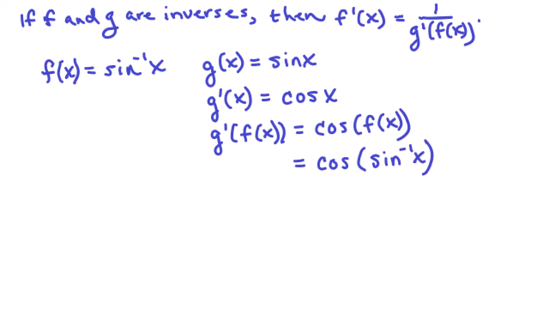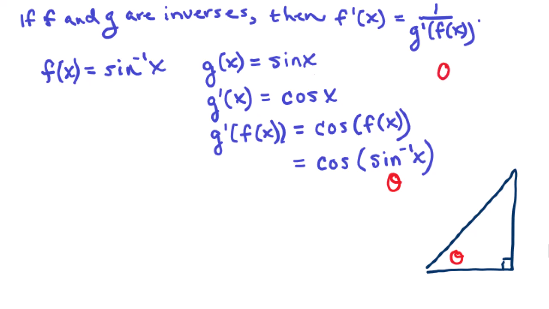Now at this point, what we're going to do is to evaluate what is the inverse sine of x. You might recall from trigonometry that inverse trig functions are angles. So I'm going to label this as angle theta, and then we're going to draw a right triangle and illustrate that in our right triangle. So in the right triangle, I'm going to label one of the acute angles as theta, and then up here at the top, I'm going to remind myself that theta is equal to the inverse sine of x, but that means that the sine of theta is equal to x.